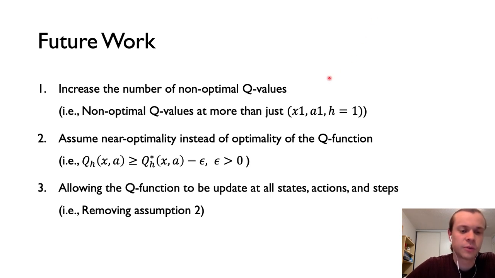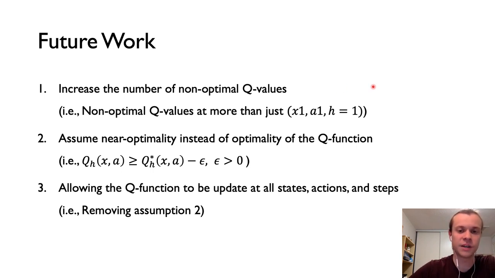The first would be to increase the number of non-optimal Q values. Recall in our algorithm, we assumed that only one state, which was X1, one action, which was A1, and one step, which was H equal to 1, had a non-optimal Q value. So a natural direction is to increase the number of non-optimal Q values. We might do this by increasing this to more actions, or over a larger number of states, or over more steps, while keeping the other two variables constant.